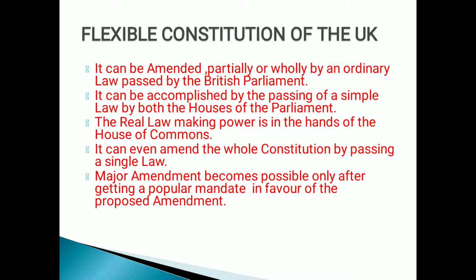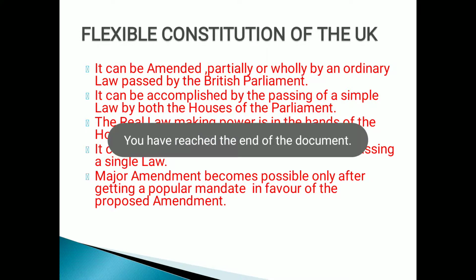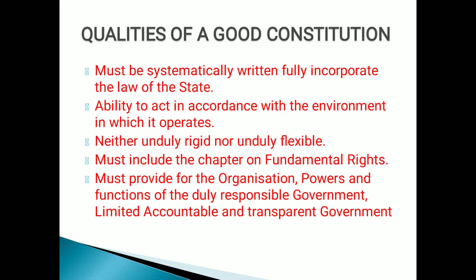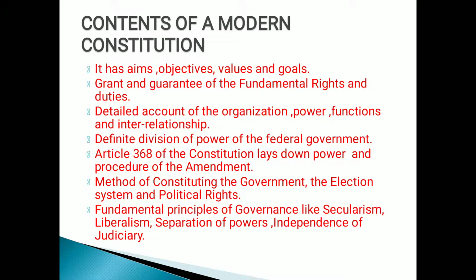Clear, everyone? So if you remember, this is the flexible constitution of UK. Now if you go back again and see the contents of a modern constitution, we are only repeating whatever we did in the previous videos. It basically includes an affirmation of the aims, objectives, values, and goals, then a grant and guarantee of the fundamental rights and freedoms of the people, and a detailed account of the organization of the government. The organization, power, and function of its three organs, and their interrelationship is defined and prescribed by the Constitution.